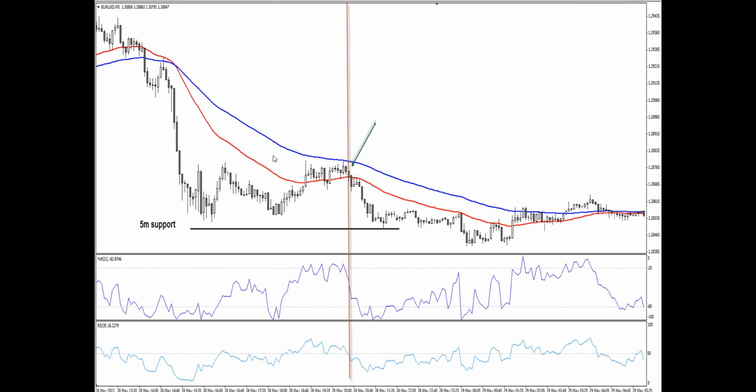The first target is 5-minute support. You can see it by eye because we have wicks on the left side of the price, so that is the 5-minute support, the last known support. So we trade towards 5-minute support or towards 1-hour support.